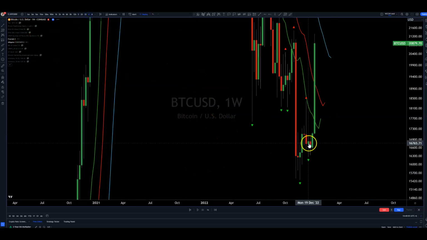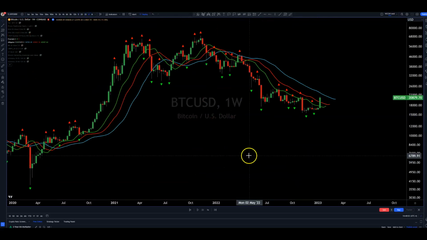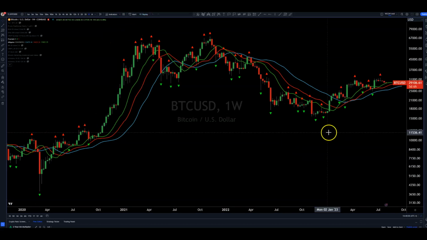Now, obviously, if you're looking between time frames, one other thing you can do is use a higher time frame as your gauge for position sizing, leverage. If we're not bullish on the weekly yet, and we think we're about to be bullish on the daily, maybe you don't go 100x long just yet, right? Maybe you just dip your toe in a little bit versus going full bore.